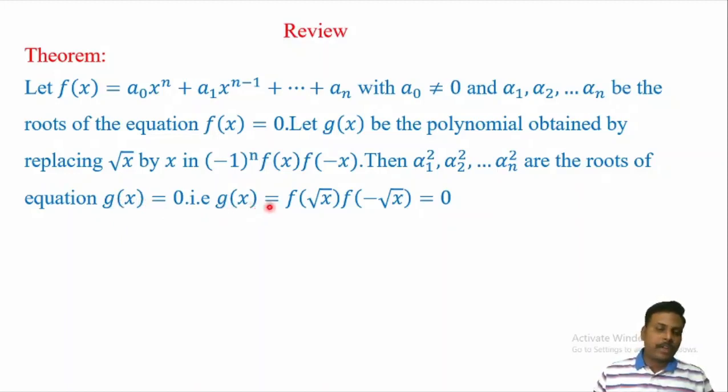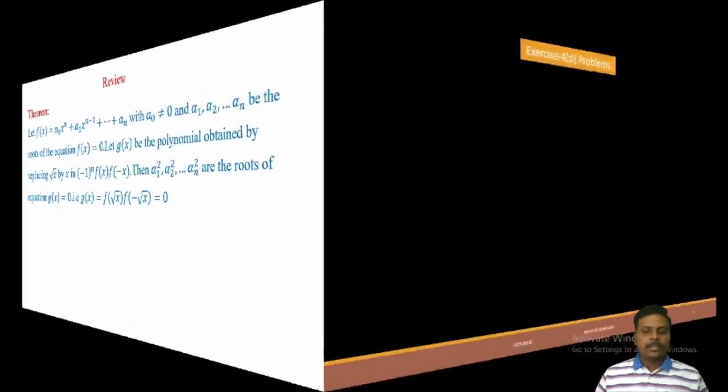That is, g of x is equal to f of root x into f of minus root x is equal to 0. That means, if alpha 1, alpha 2, alpha 3 and so on up to alpha n be the roots of a polynomial equation f of x is equal to 0, then the equation whose roots are alpha 1 square, alpha 2 square and so on up to alpha n square is f of root x into f of minus root x is equal to 0. Let us solve a problem based on this result.